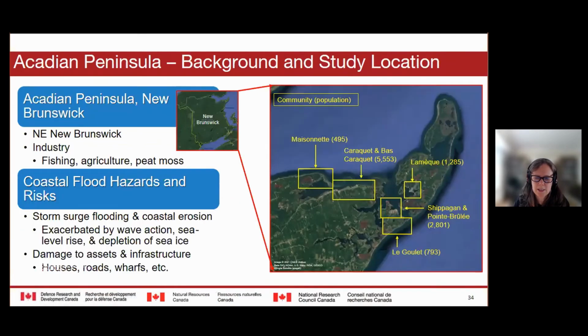So we were asked to look at a number of different communities. You can see on the right-hand side, this is in the northeast, way up in the tip of northeastern New Brunswick. They've asked us to look at the communities of Maisonette, which is a small community on the north side of the peninsula. Caraquet and Back-Caraquet is a little bit bigger region, about 5,500 people. Lemec, which is a small community, about 1,200 people. Shippagan and Point Brûlé and Le Goulet.